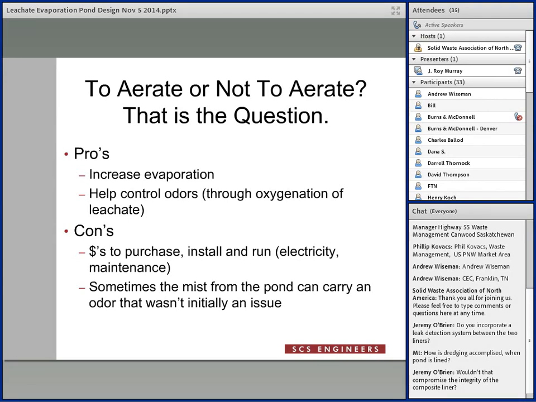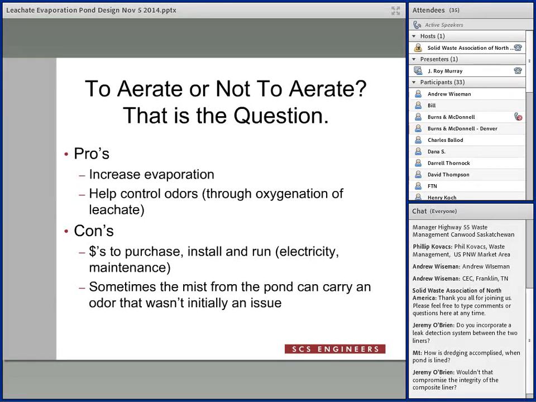I have seen some ponds that did have odors. This one in Brownsville, they've not had any issues with it. Several of the other ones that I'm familiar with don't have odors, but they also have aerators.